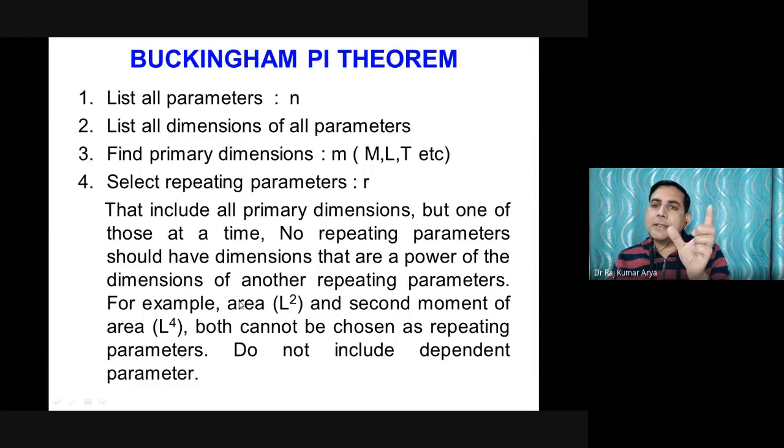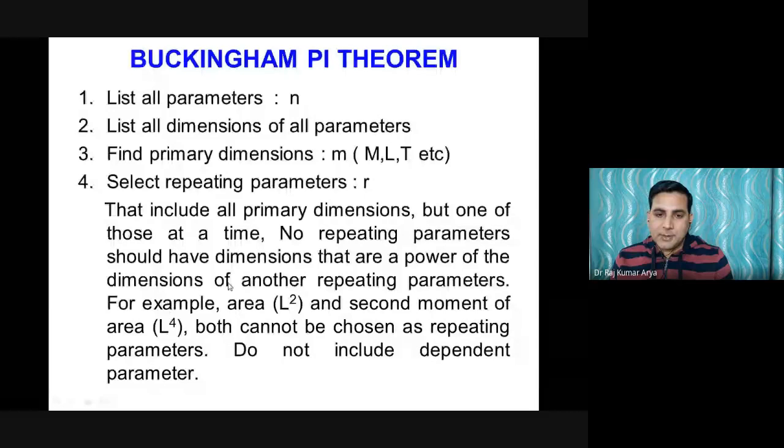Just like this: let's say you are considering the repeating variable as length. Another parameter you also have is the area. So length and area cannot be considered as two repeating parameters because both have the same dimension of length only. Length is meter and area is meter to the power 2. So those cannot be treated as two different repeating parameters. Either one has to be considered only. That's the meaning of that. Okay.